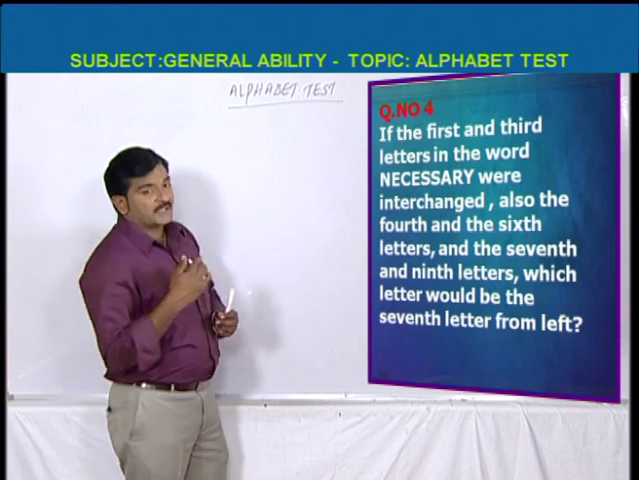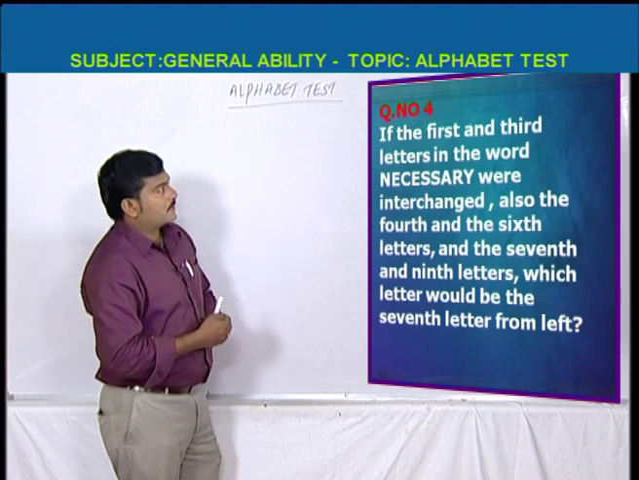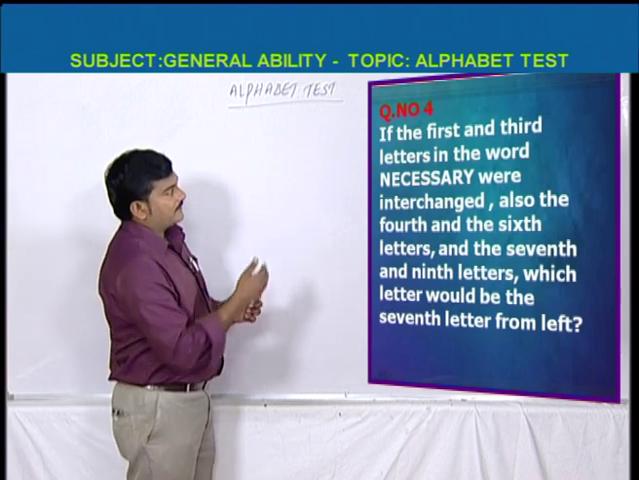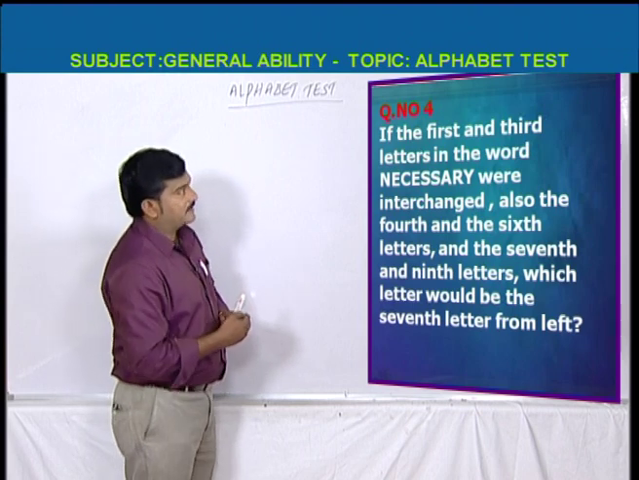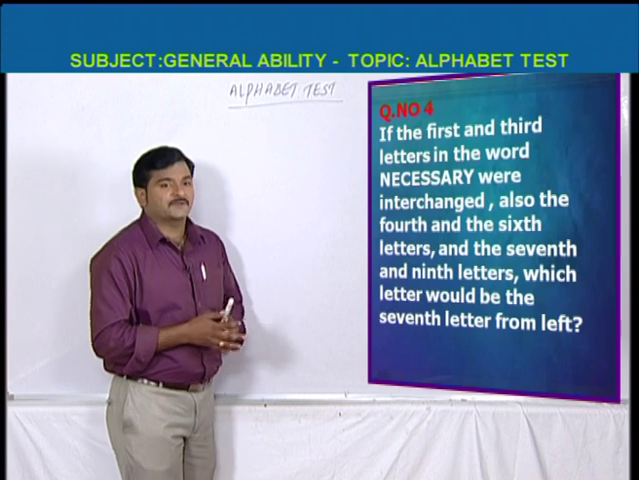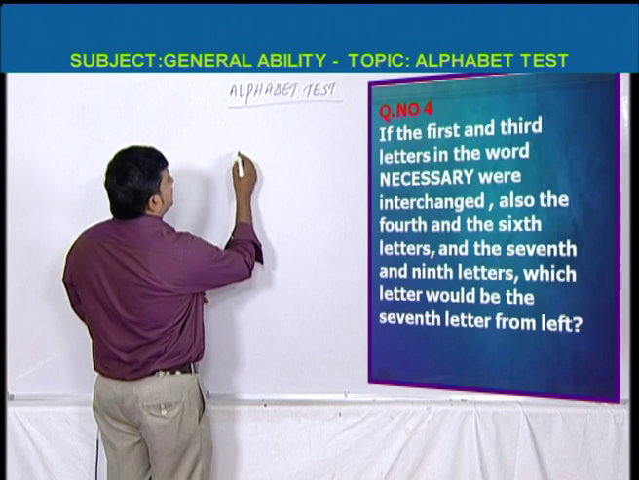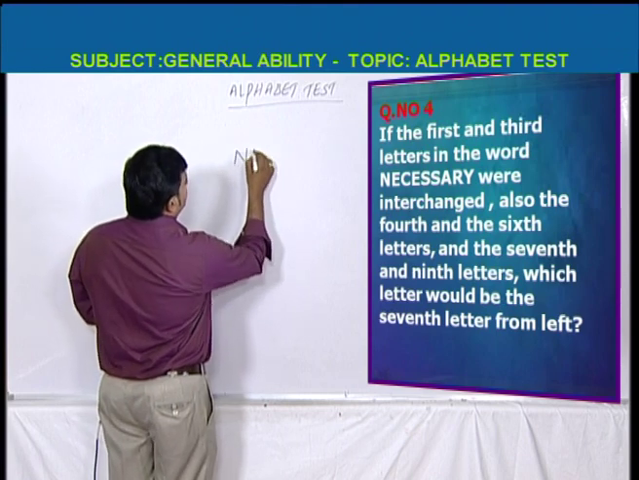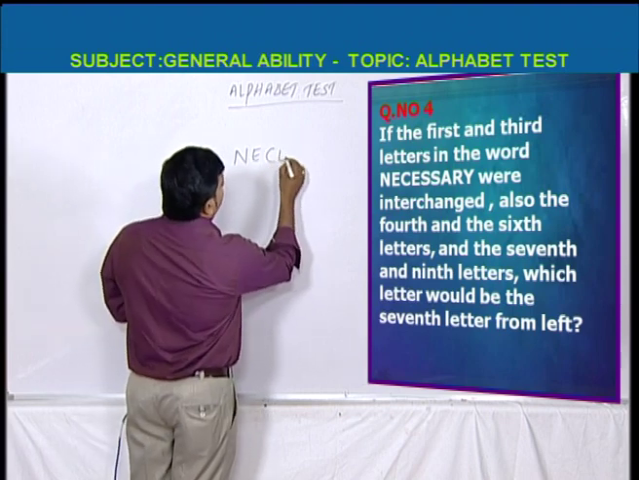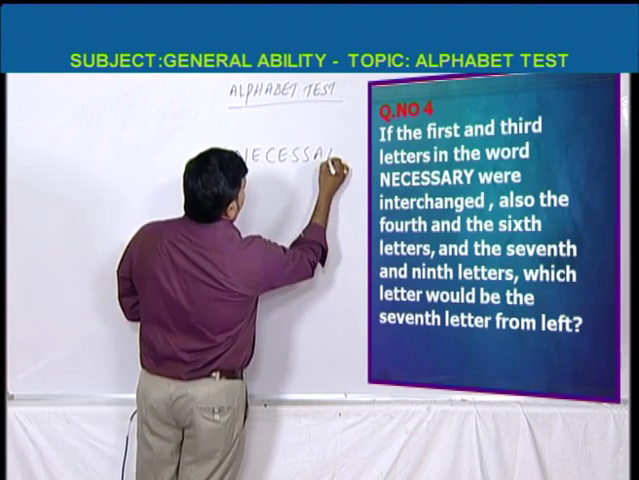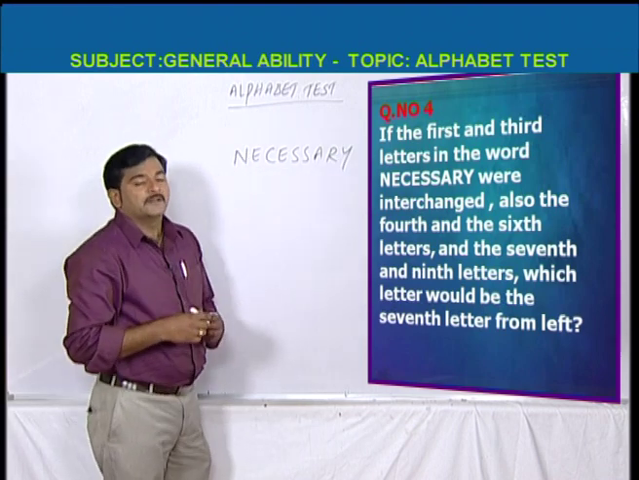Now, the second type of questions in the alphabet test. Observe the question as follows. One word is given. What is the given word? Necessary. Right? He gave the word necessary. And what is the given question? If first and third letters... First of all, write the given word necessary: N-E-C-E-S-S-A-R-Y. Okay, so this is the given word necessary.